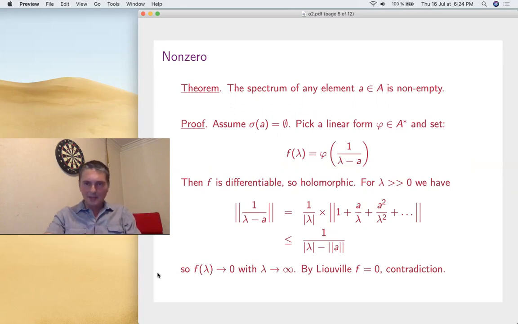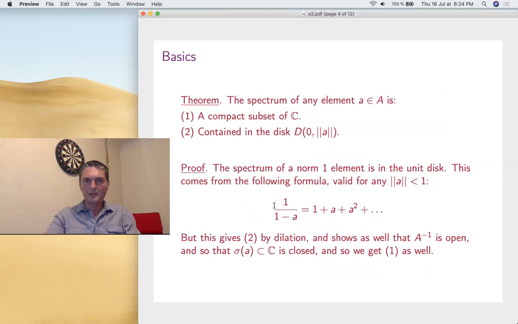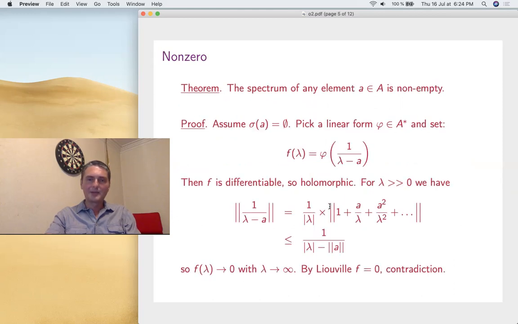So now let's look at the main estimate. I assume that lambda is big. Then in order to invert this guy here, I use the formula before. So I need to rescale A by lambda so that it has norm less than 1 when lambda is big.